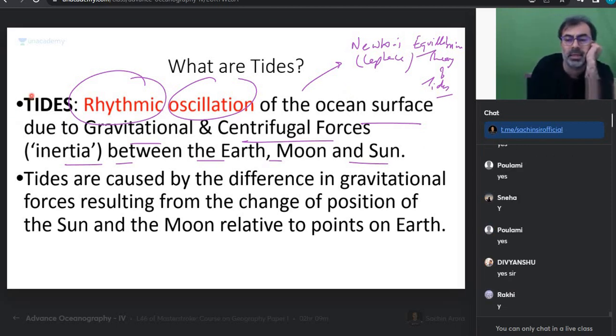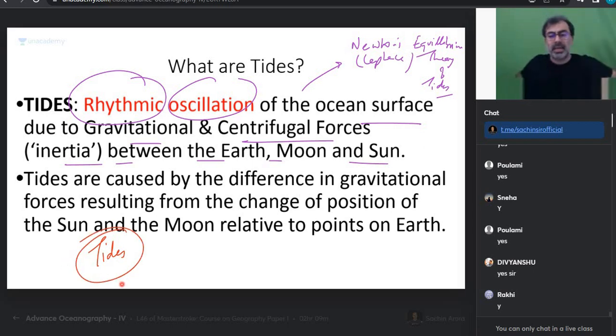So what are tides? Whatever terms come to your mind quickly about tides. What terms come to your mind when I use the word tide? Anything you've heard about tide? Any term related to tide, whatever you know about tide.